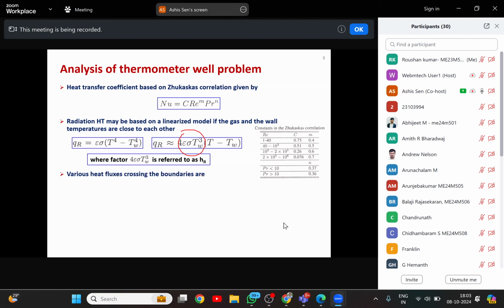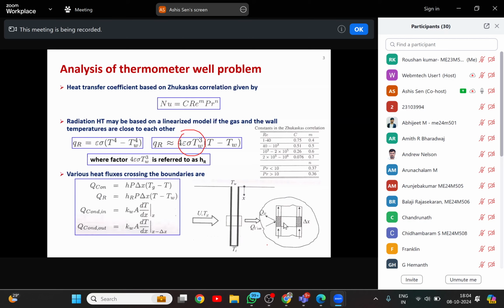Then we can do a heat balance, taking a small control volume here. This is the control volume. So what are the exchanges that are happening? The conduction heat is coming from the bottom side. Conduction heat is leaving over an element length of delta x. The convection heat is coming from the gas into the cavity wall, and the radiation heat is leaving from the cavity into the tube wall. These are the different heat exchanges that are happening.